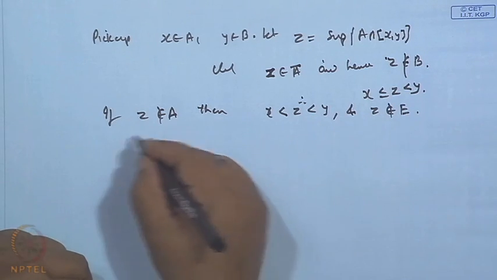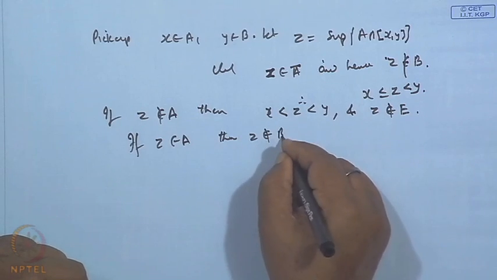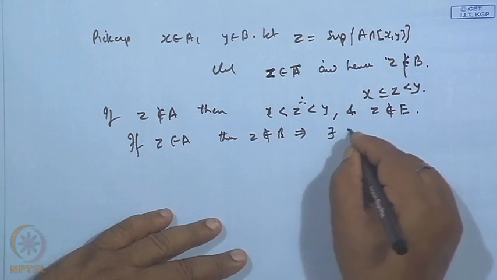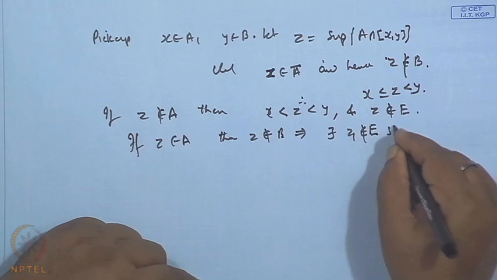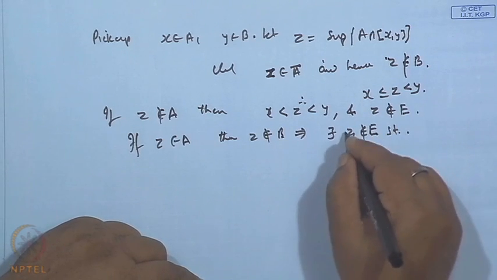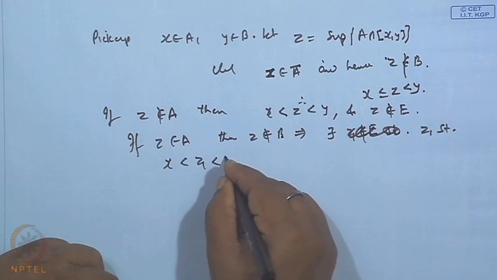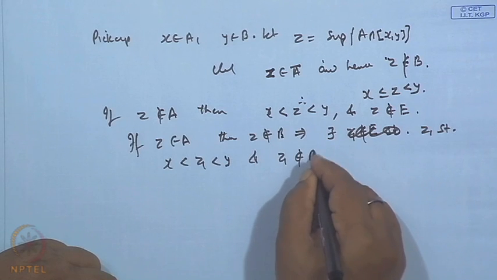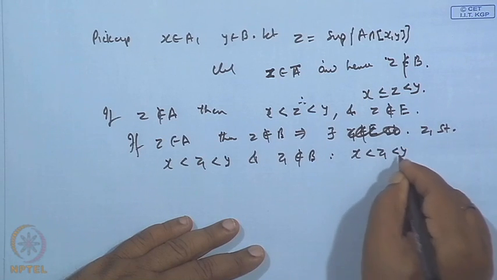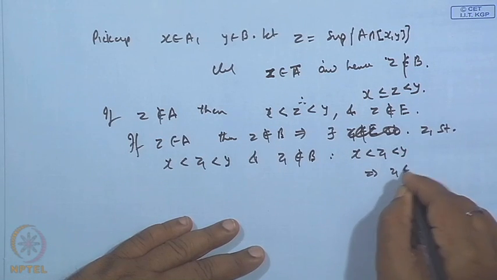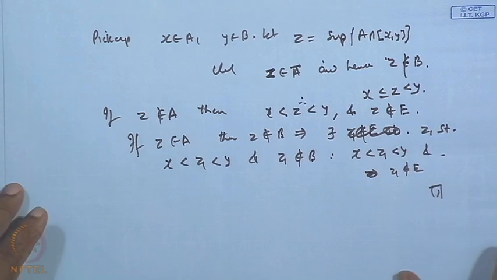If z belongs to A, then z is not in B. So, there exists a z 1 not belonging to E such that x less than z 1 less than y, and z 1 is not in B. Therefore, x less than z 1 less than y, and z 1 is not in A and z 1 is not in B. So, this completes the proof. Okay. Thank you very much.